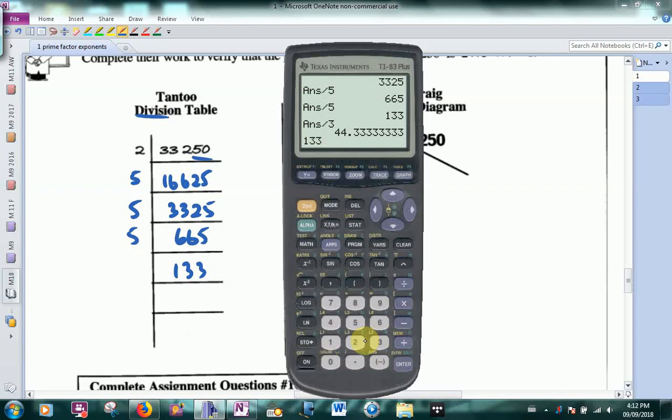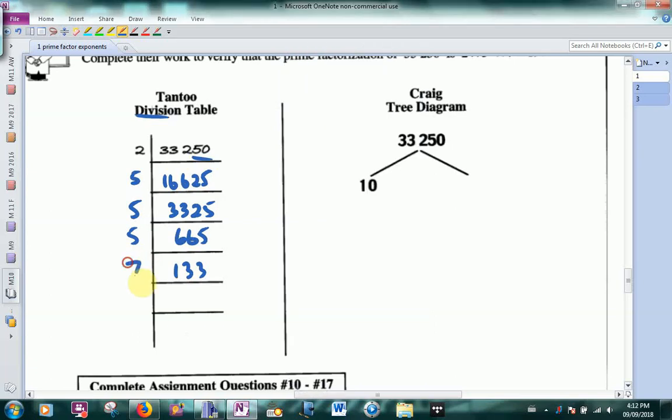Well, obviously if 2 doesn't go into 133, neither will 4. 5 doesn't, because it doesn't end with a 5 or a 0. Not 6. What's the next prime? And you move up in primes until you find one that goes in. Aha! 7. Goes into 133 19 times. The only thing that goes in 19 is 1 and 19. That again is a prime number, but keep going until you get a 1 down here.